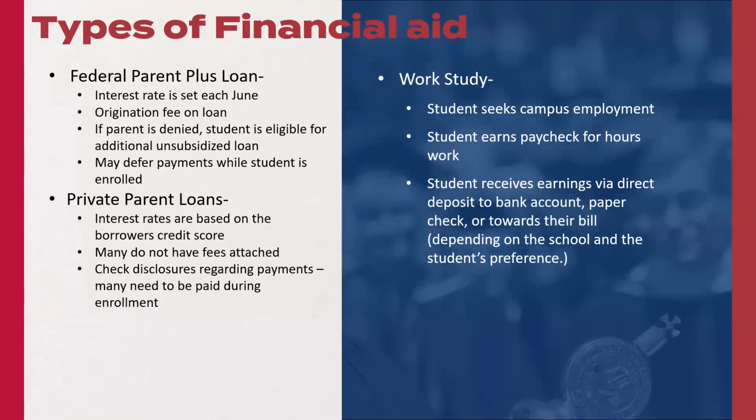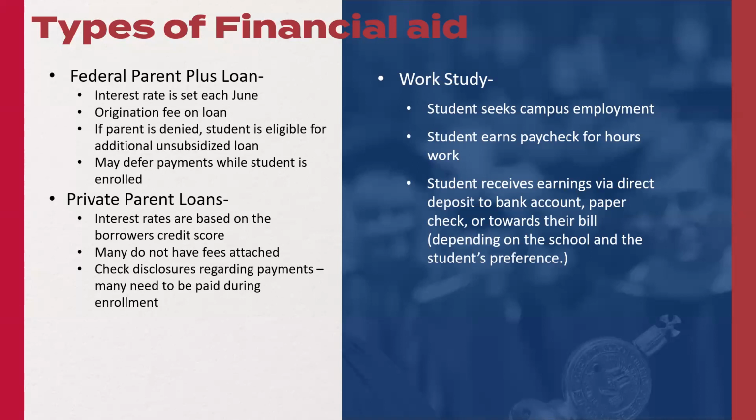If parents need or want to take out a loan to help pay for the student as well, there are federal and private parent loans. With the federal parent loan, the interest rate is set each June, similar to the student loans, and they would want to take a look at disclosures as well for payment options and origination fees. Private loans for parents, the interest rate is based on the borrower's credit score, and again, they should be looking at disclosure statements to see fees and payment structures.